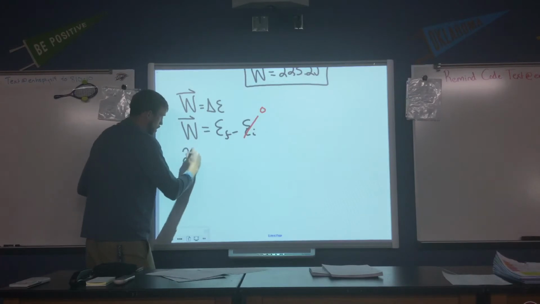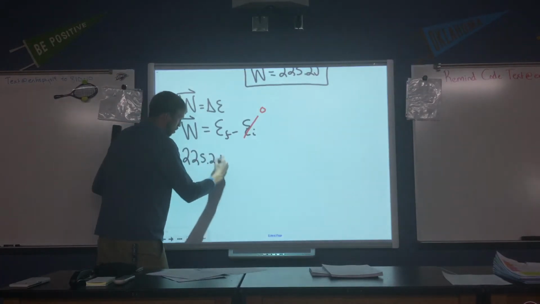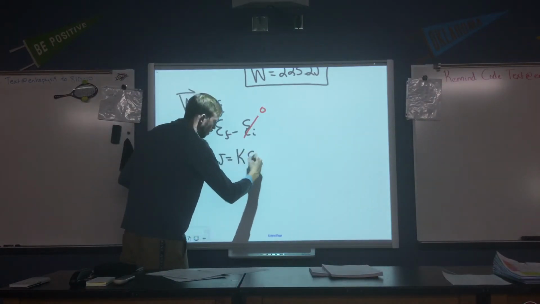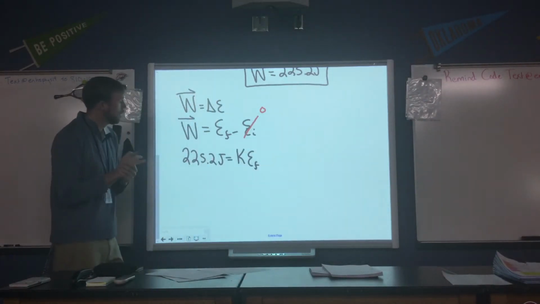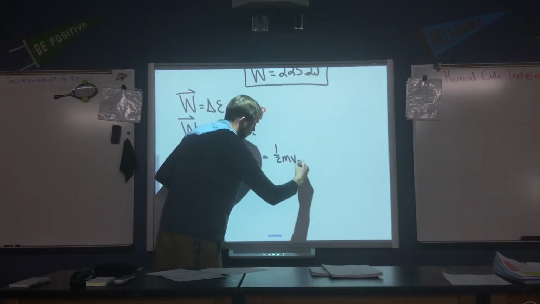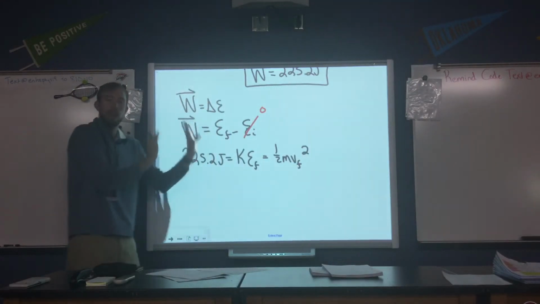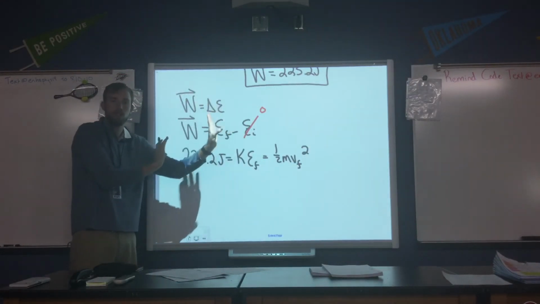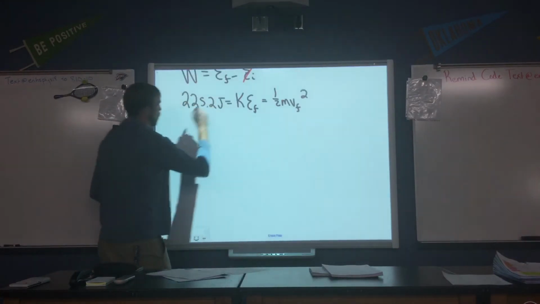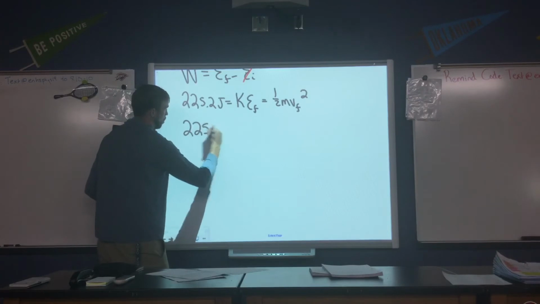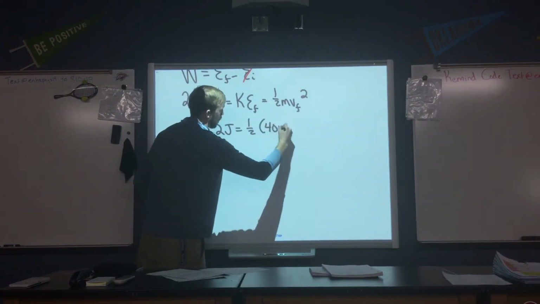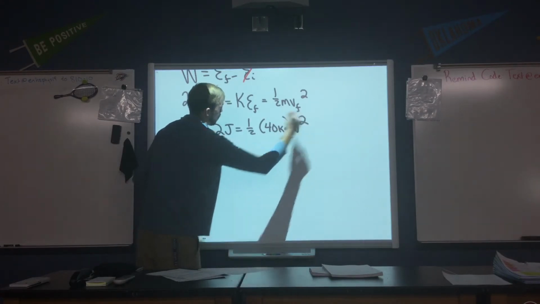So our work done, 225.2 joules, is going to equal the kinetic energy of the lawnmower at this final point, which is 1/2 m V final squared. Now final again, final means in the context of this part, as we move across the driveway. So we know, let's go 225.2 joules. It's equal to 1/2. We're told the mass of the lawnmower here is 40 kilograms, multiplied by V squared.